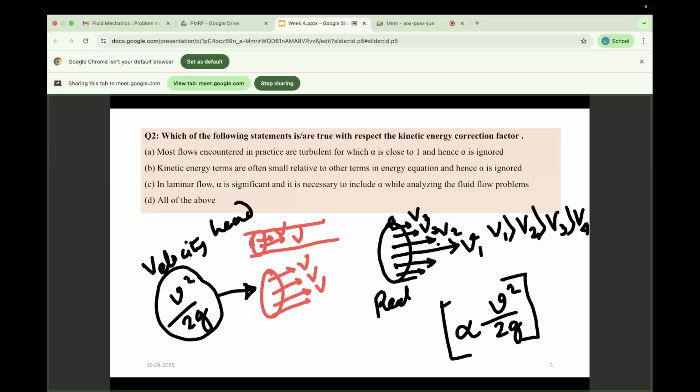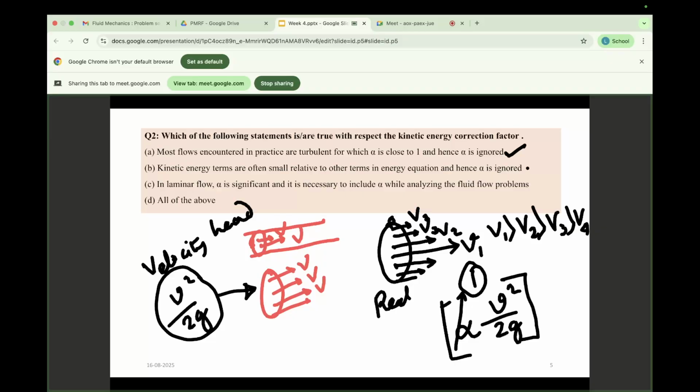So why is this velocity changing? Generally in the case of turbulent flow, this velocity is changing. So the first option is this: most flows encountered in practice are turbulent, for which alpha is close to 1 and hence ignored. See, in turbulent cases, turbulence means there are quite a lot of disturbances. In those cases we consider this value as 1, so that Bernoulli's equation can come into the picture again, and often we ignore this term. That means this alpha is ignored. So option A is correct.